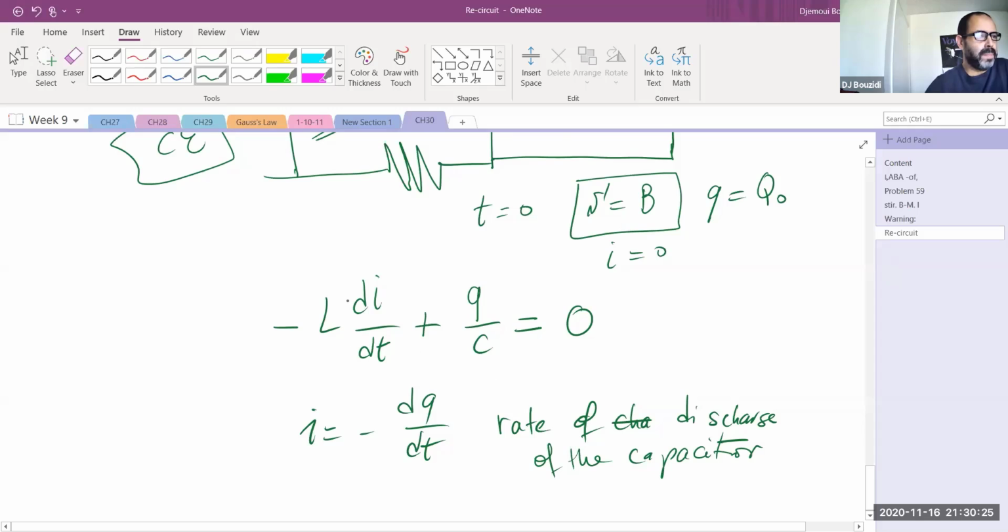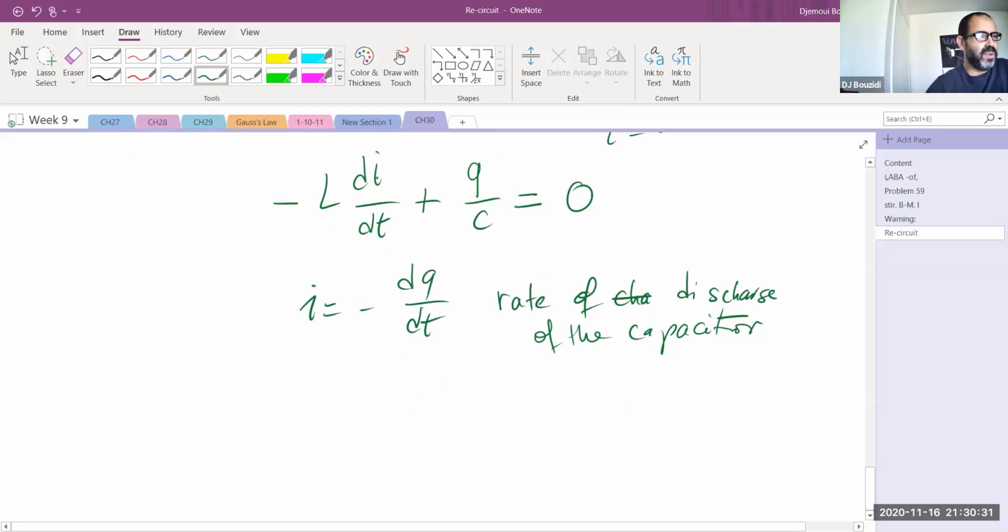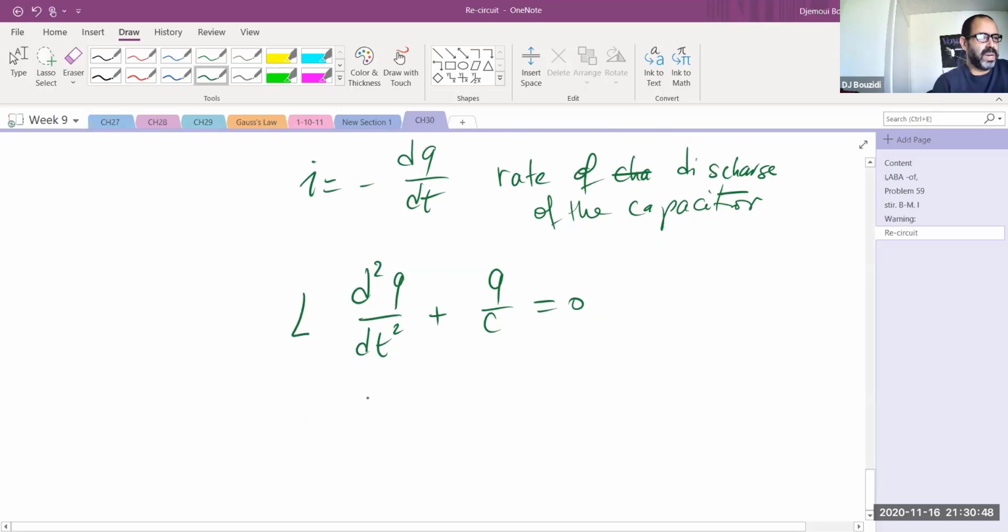Okay, so we're replacing this expression, and the minus times the minus is going to be positive, and the derivative of I with respect to t is going to be basically the second derivative of q with respect to time. Then we have this expression, L d second q with respect to time plus q over c is equal to 0. As a matter of fact, I'm going to divide by L both sides, and I will have the expression, the second derivative of q with respect to time plus q over LC is equal to 0.